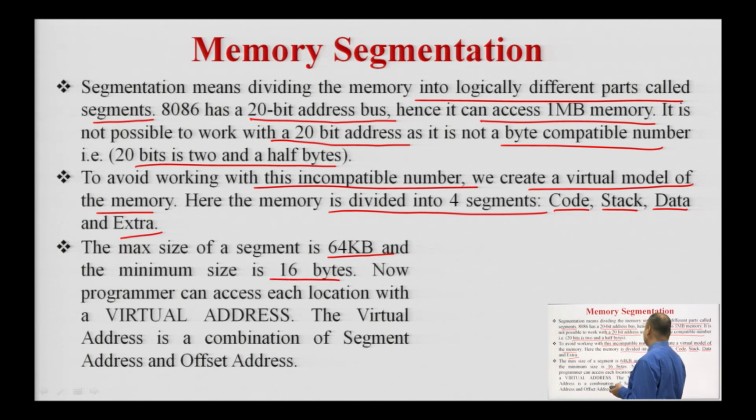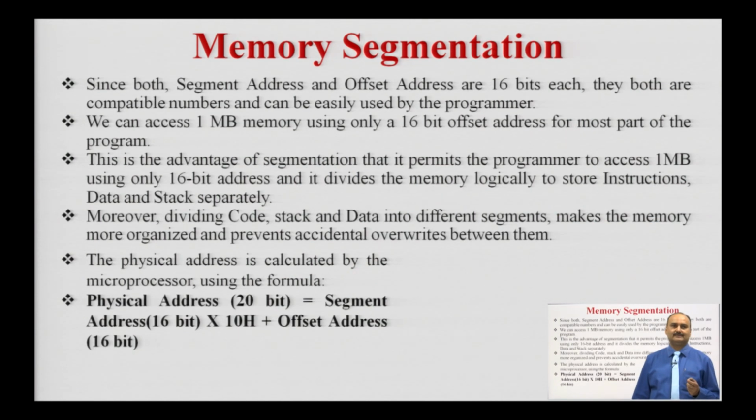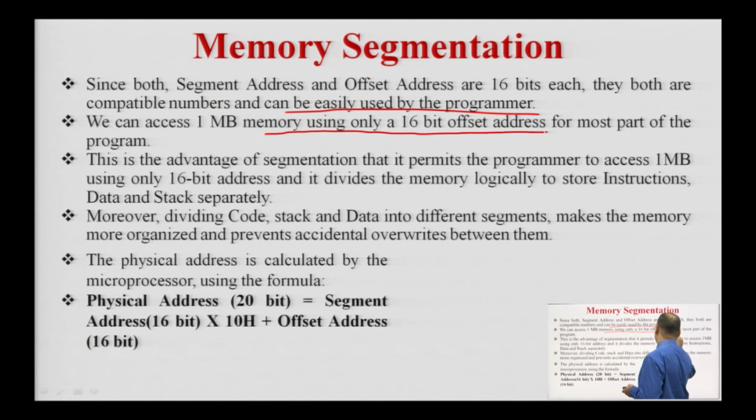Now, the programmer can access each location with the virtual address. The virtual address is a combination of the segment address and the offset address. So, with the help of the segment address and offset address, we can calculate the virtual address. Since both the segment address and offset address are 16-bit each, they are compatible numbers and can be easily used by the programmer. So, this is the reason we can access 1 megabyte of memory using only a 16-bit offset address for most parts of the program.